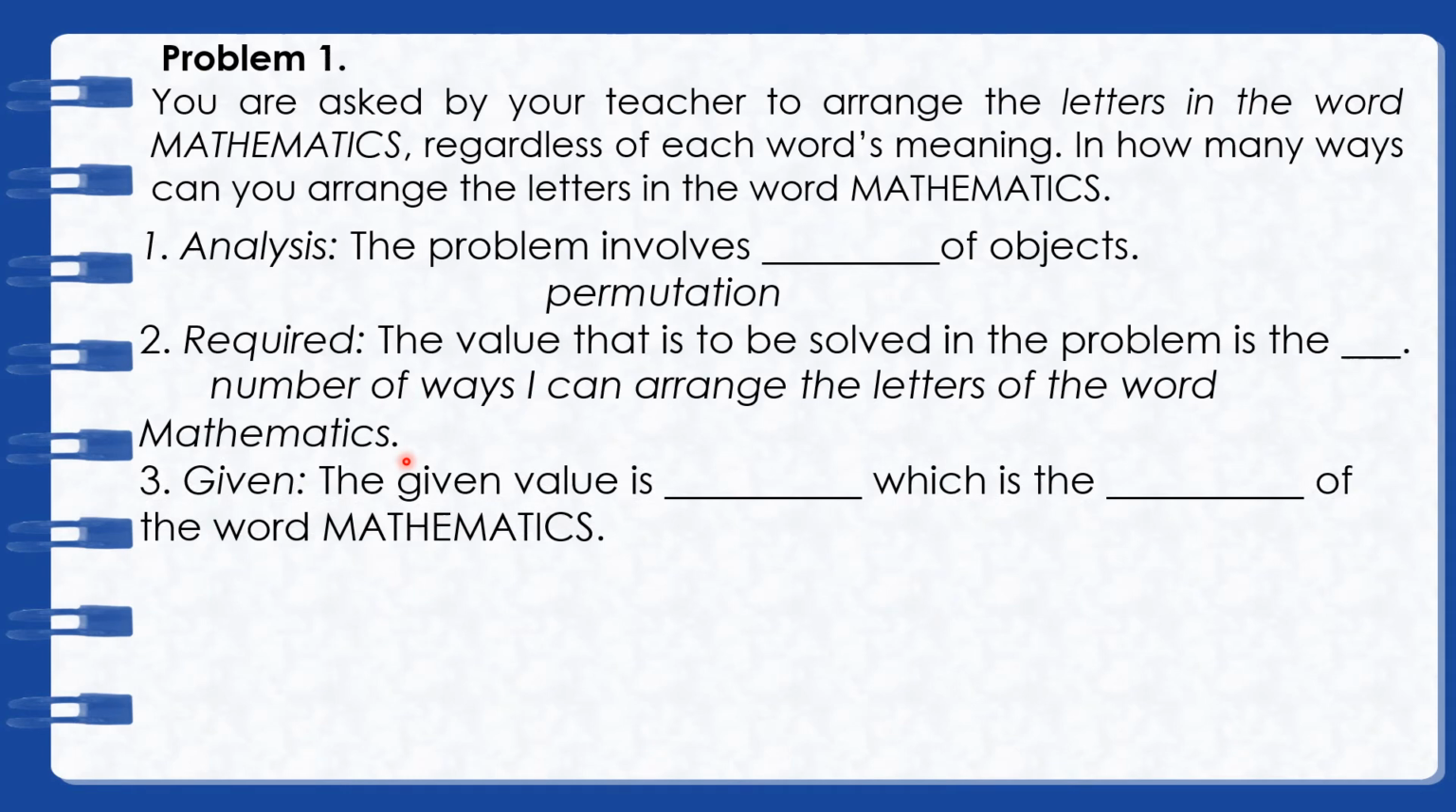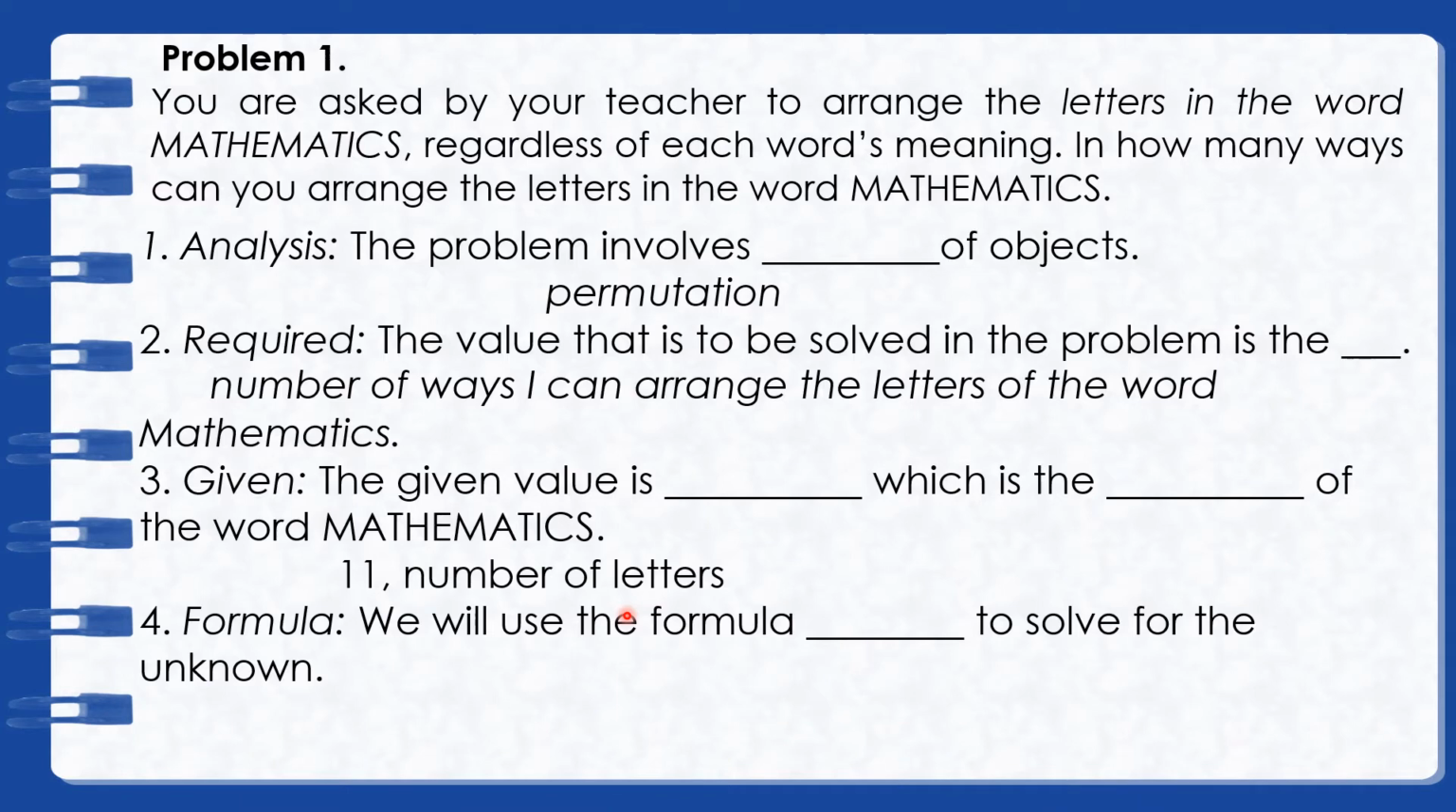Next to what is being asked is the given. So in problem number 1, the given is the word mathematics. So we have 11 because mathematics has 11 letters. Our fourth step is what formula we will use.